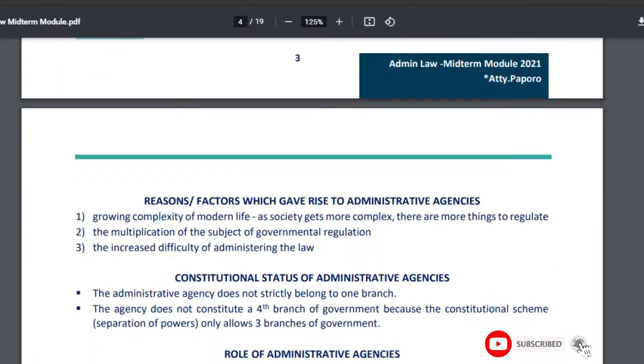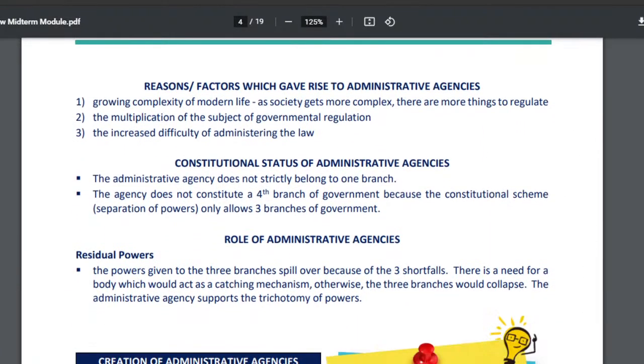Okay, so what are the reasons or factors which gave rise to administrative agencies? We have the growing complexity of modern life. As society gets more complicated, there are more things to regulate. So what are these things that you need to regulate? Of course, because there are so many things that come up now because of our very complicated life. So we have gone through the functions of our government institutions. That's why we need to have more administrative agencies, no? That is the rise of our administrative agencies.